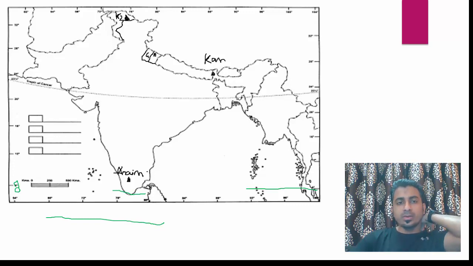Nanda Devi is also a national park. Okay. So now it is easy to remember where Nanda Devi is. It is a national park also. So I have given you two pieces of information with this, the peak and the national park.